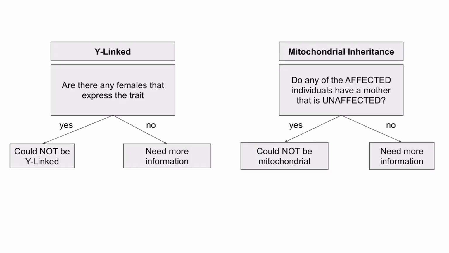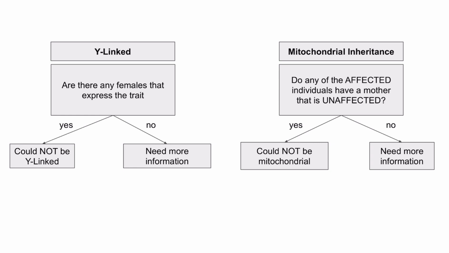Now, in order to determine what kind of inheritance pattern is shown in a pedigree, the only way to do this is through the process of elimination. You can't really prove that something is a certain inheritance pattern, but you can prove that it's not other types of inheritance patterns. Two of the easiest things to start with are Y-linked traits and mitochondrial inheritance. That's because those are two very obvious ones that you can really easily cross off the list of options.